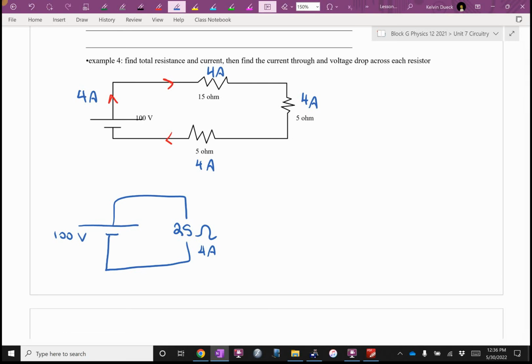I'm going to go I times R. I guess that top one is 60 volts. We lose 60 volts going through there. I times R. I guess we lose 20 volts going through there. I times R, 20 volts. Or I could have gone 100 minus 60 minus 20 leaves me 20. If resistors are in series, you can just rewrite them as a single resistor by adding them up.